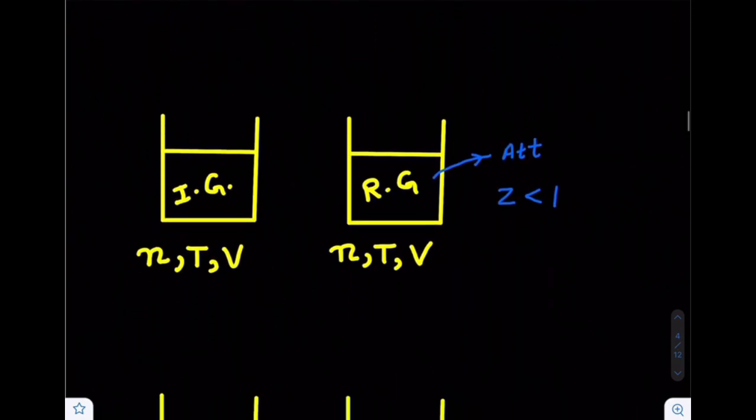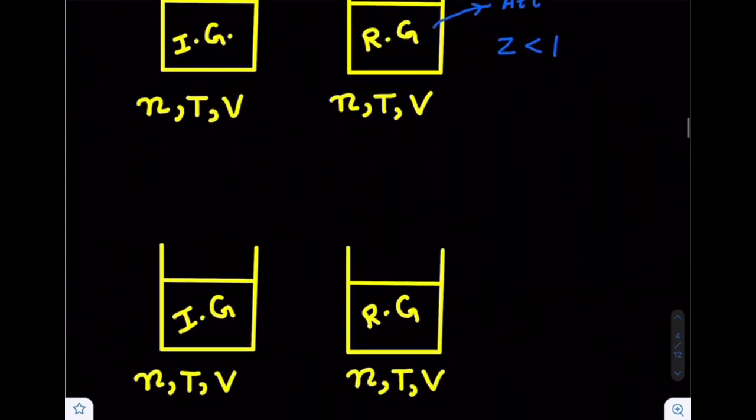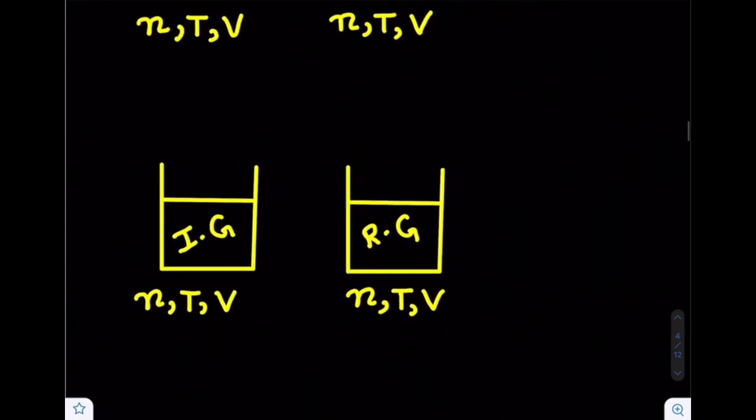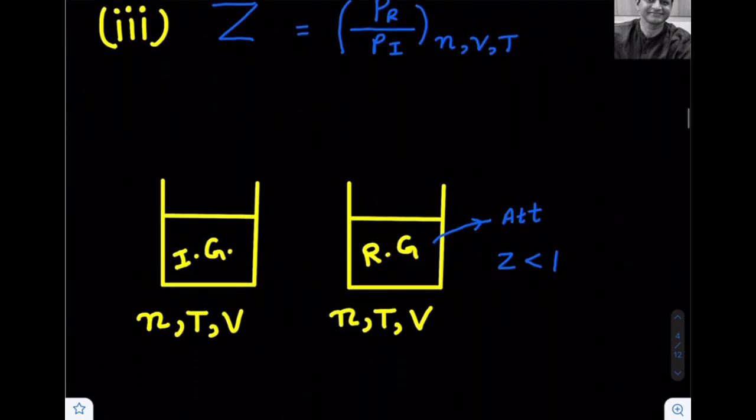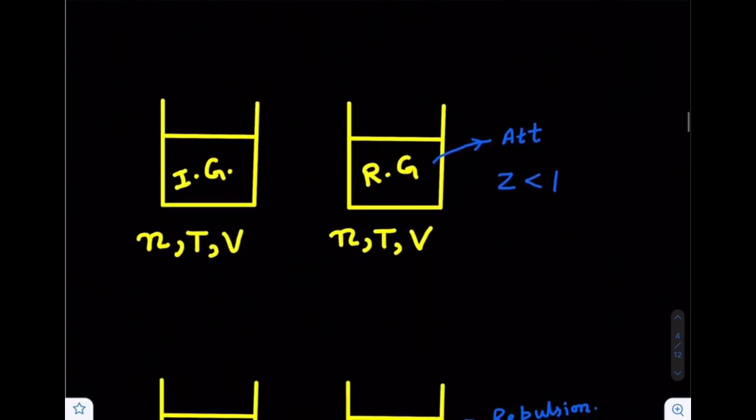In the same way, in the second case, we are taking the same number of moles, temperature and volume for real as well as ideal gas, but the real gas has repulsive forces. Due to repulsion, the pressure of real gas is greater than that of ideal gas, and if the pressure of real gas is greater than that of ideal gas, we can say that Z is greater than 1. So this is the third way in which we are writing compressibility factor in terms of pressure of real gas upon pressure of ideal gas. This is also a way to represent compressibility factor.